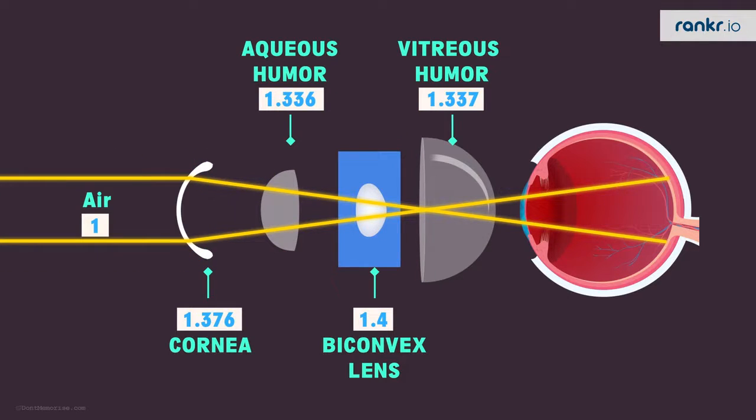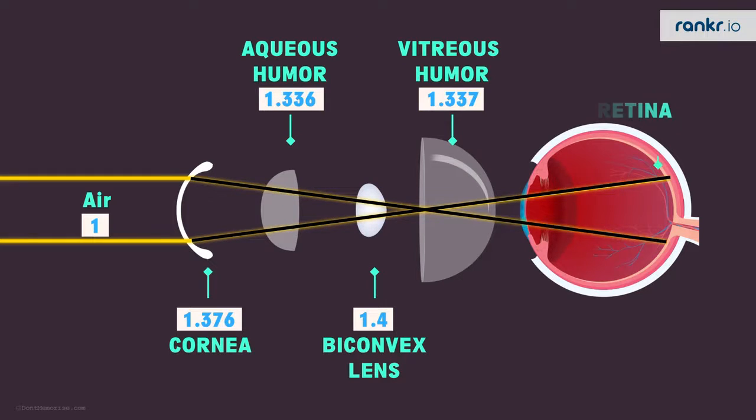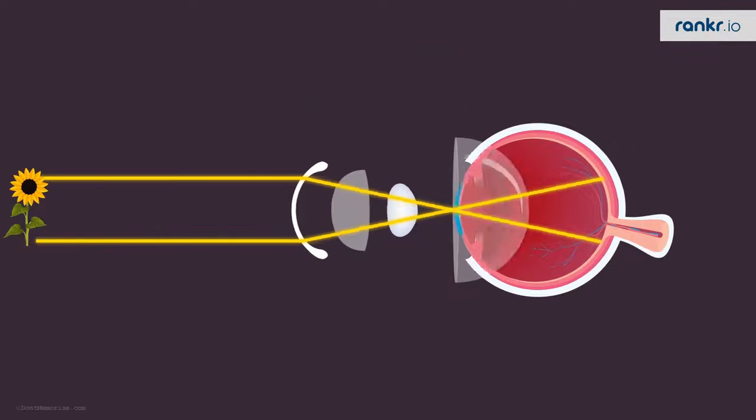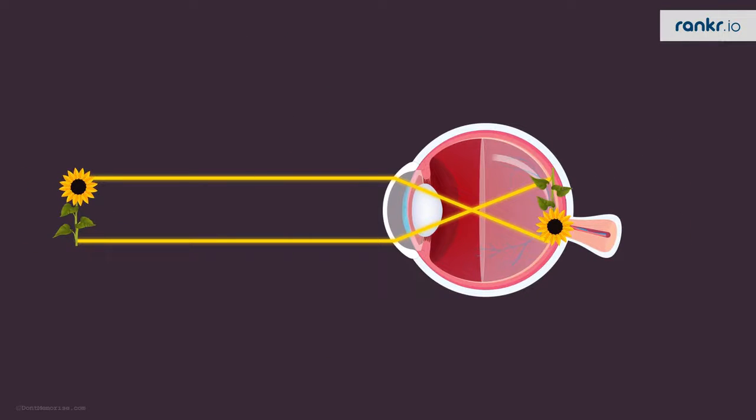The lens also refracts the light. However, its main function is to make sure all the light from a point is focused on the retina only. Yes, it just fine-tunes all the light so that the image is formed on the retina and not anywhere else. But how does the lens do that?